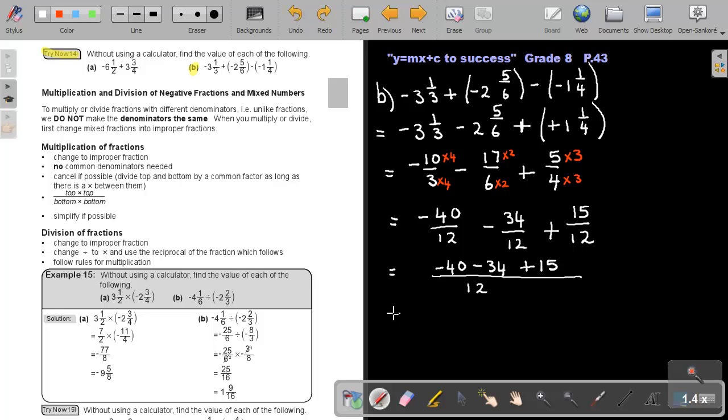And if I do that, I will get an answer of -59/12. And I can rewrite that. 12 can go in how many full times? 4. Keep your negative. And what will be left? 11/12. And that's my final answer.